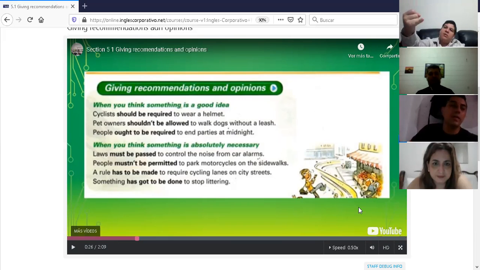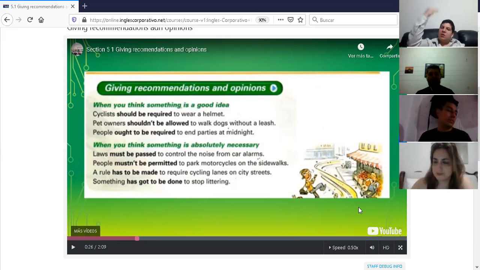What does "without a leash" mean? After 12 p.m., it shouldn't be allowed to drive fast. So you always have the verb right here. Children underage shouldn't be allowed to drink alcohol. There you go.